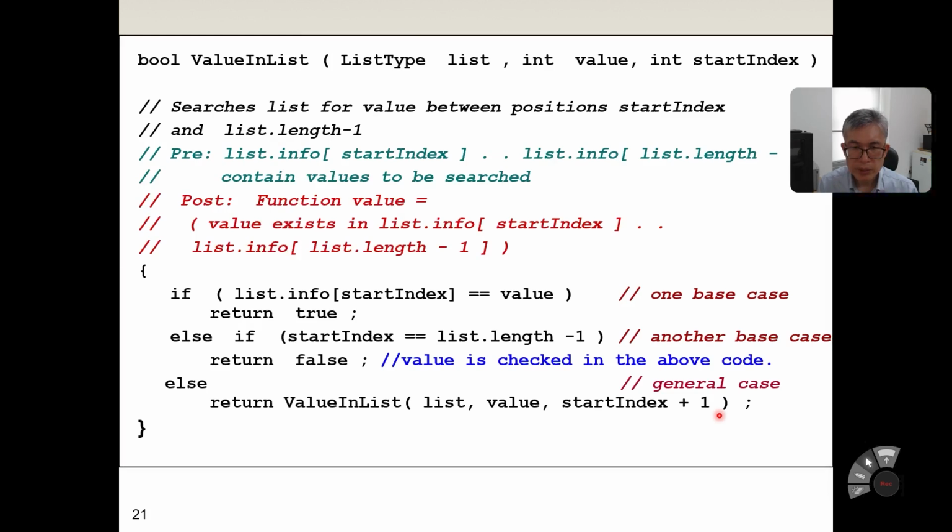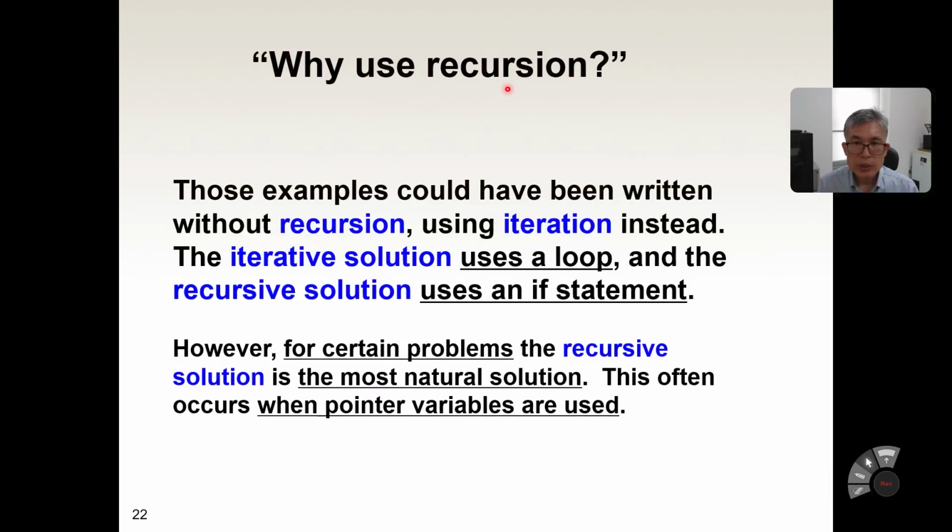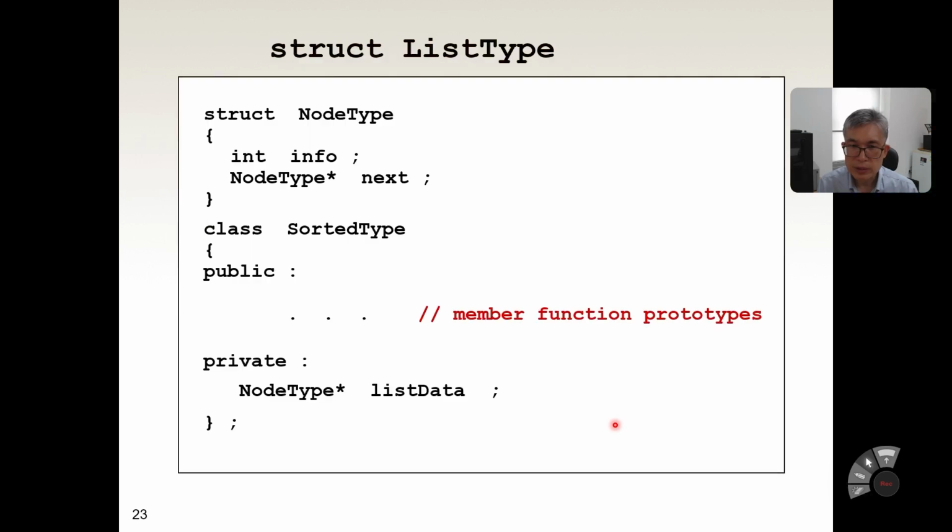Why use recursion? Those examples could have been written without recursion, using iteration. The iterative solution uses a loop, like a for loop or while loop, and the recursive solution uses an if statement. However, for certain problems, the recursive solution is the most natural solution. This often occurs when pointer variables are used, like the linked list case.